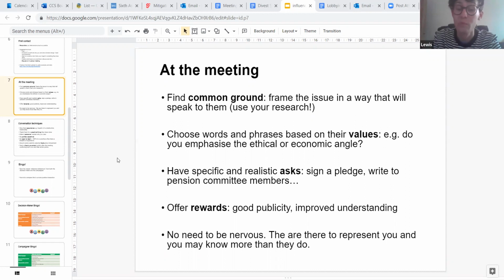As John's mentioned, you probably also know more than they do. They might not know that much about climate change. They probably won't know that much about what fossil fuel divestment is. You will also know more about them because of your research. So you'll be starting at an advantage in a sense. So I think that's also important to bear in mind.